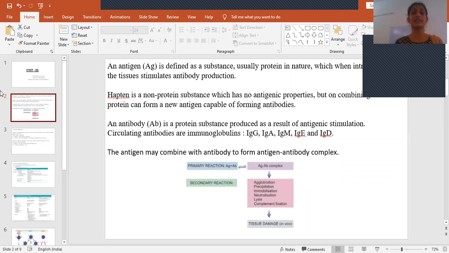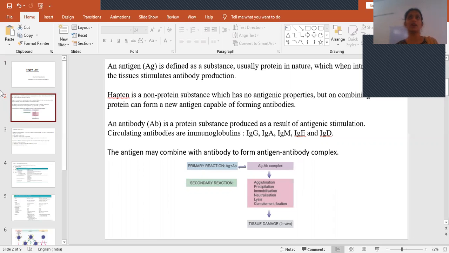Mainly, what are the circulating antibodies, the antibodies present in the circulation? They are immunoglobulins like IgG, IgA, IgM, IgE and IgD. The circulating antibodies, we call them immunoglobulins. And what is hapten?